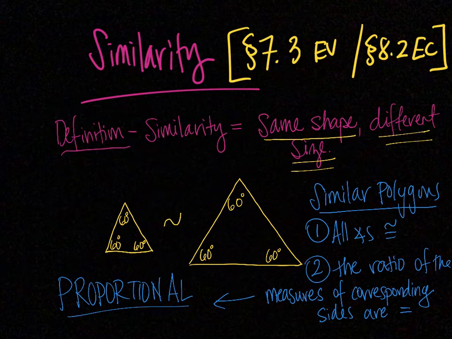So you could have sides that are 1 to 2. So maybe this is 1 and this is 2. So then all of the sides would be 1 to 2. The second triangle is twice as big as the first triangle.